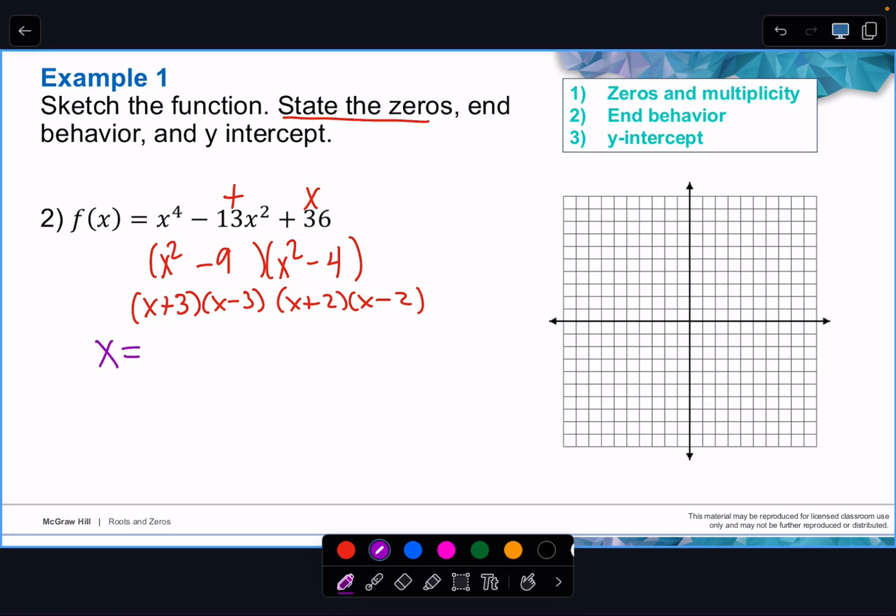And then going ahead and finding all your x's and placing them on the x-axis.